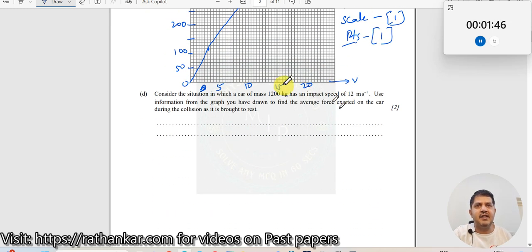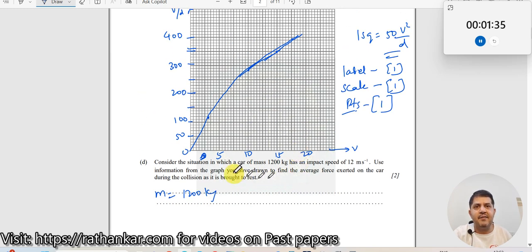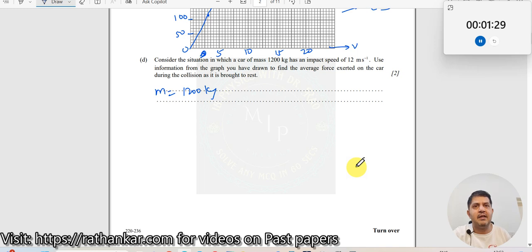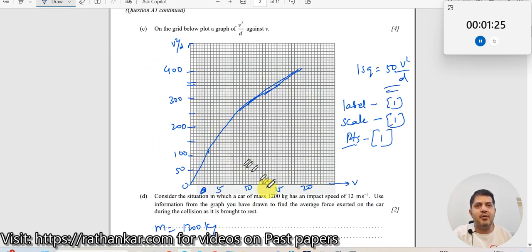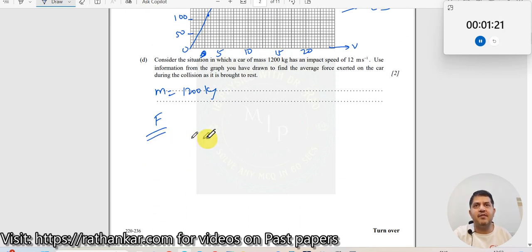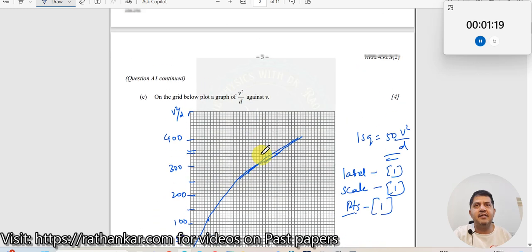Then consider a situation in which a car of mass equal to 1200 kg has an impact speed of 12 meters per second. Okay, use information from the graph. You have to find the average force exerted on the car during the collision. So he is asking you to find out the average force. Now, what is this about v versus v square by d? What is the relationship connecting force versus the v? Is there a relationship?